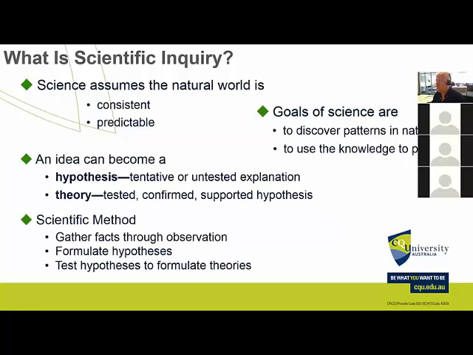But science used to assume that the natural world was consistent and predictable. The Latin term we use is ceteris paribus, that is, everything held constant. So science assumes that the world is constant. And therefore the goals of earth science are to discover patterns in nature. And then we use what we learn from those patterns to predict what might happen to nature given certain variations.